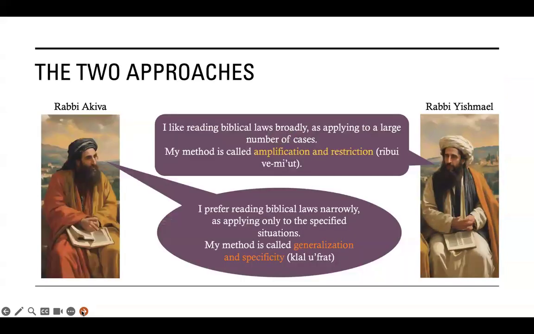Here are the two approaches. Rabbi Ishmael prefers reading biblical laws broadly, so applying every halacha, every question as applying to a very large number of cases. This method is called amplification and restriction, or in Hebrew, ribui v'mi'ut. Rabbi Akiva prefers reading biblical laws narrowly and applying them only to the specified situations that they deal with. His method is called generalization and specificity, or in Hebrew, klal ufrat.